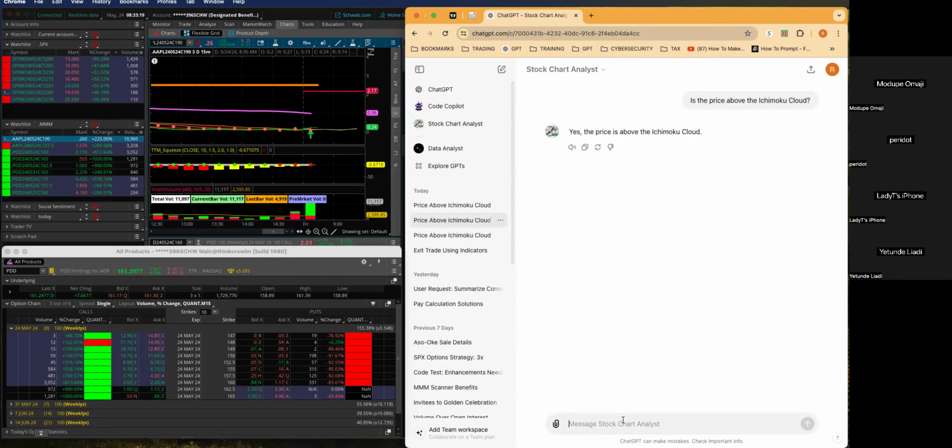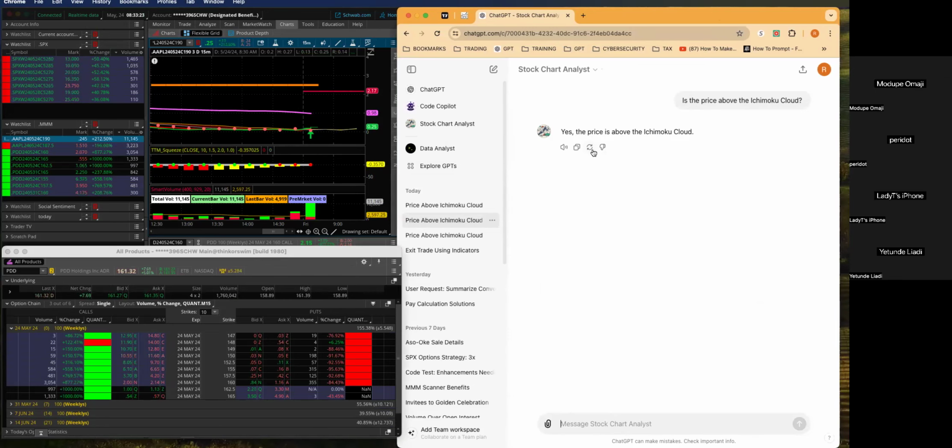You give the answer, give it a grade, then it has the next question. Let's check the parabolic SAR. Is the parabolic SAR below the current price? The parabolic SAR is the red dots. The answer, yes.